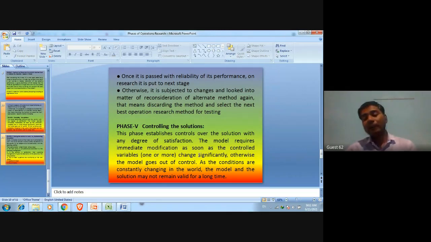Reliability and validity: when you do any research, testing the reliability and validity is very important, to know whether your information is correct or not. Okay.